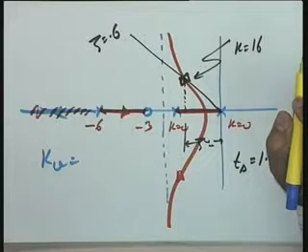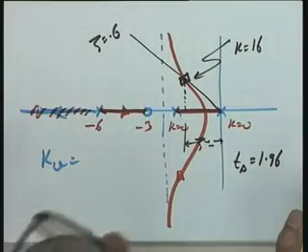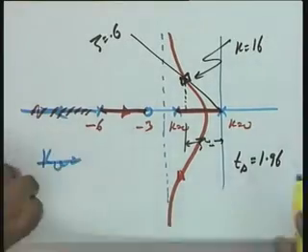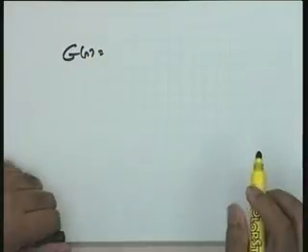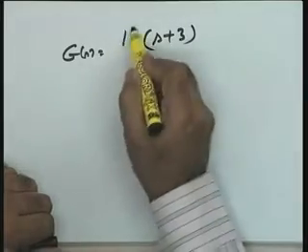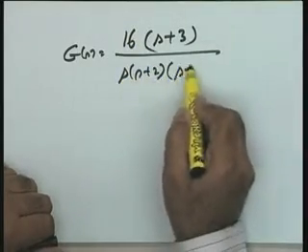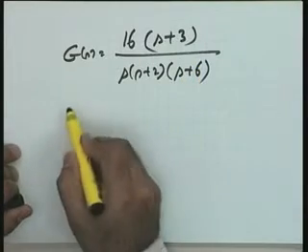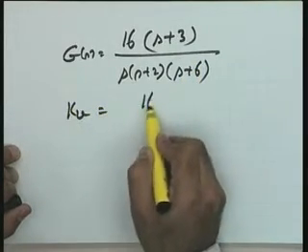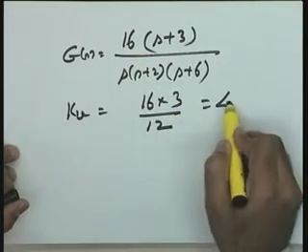No, the 0 is also contributing to Kv now. No, please see. That is why I wondered why it was becoming different compared to the value I had written down. Now your forward path transfer function G(s) becomes (s plus 3), with k equal to 16, divided by s into (s plus 2) into (s plus 6). Your Kv now becomes 16 into 3 divided by 12, which is equal to 4.